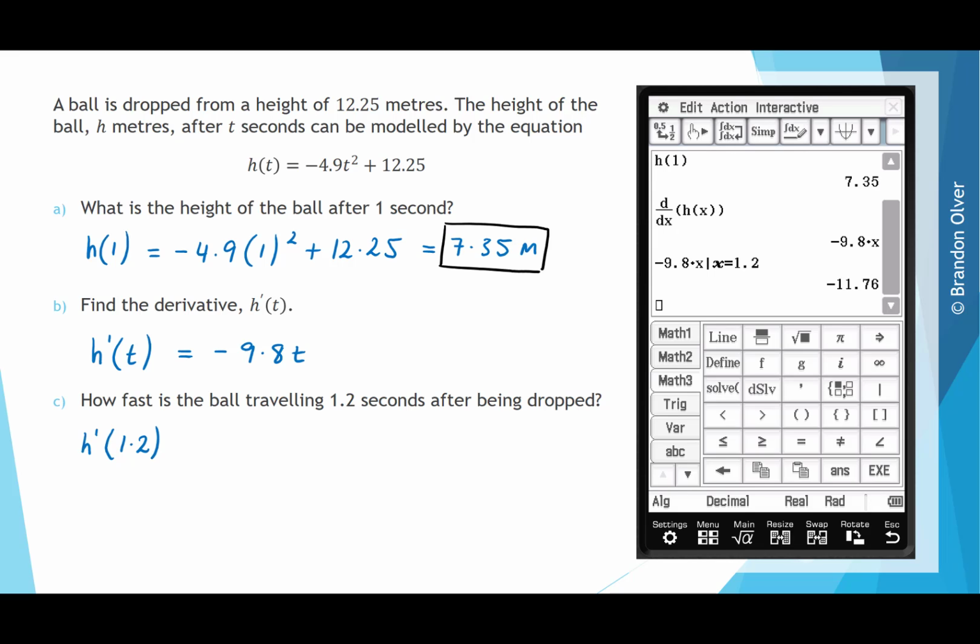So that gives negative 11.76. So from the CAS calculator, we found that that is going to be equal to negative 11.76, and the units for that will be meters per second. However, the speed is just the positive quantity of the velocity, so the speed is going to be equal to 11.76 meters per second. The negative in the velocity simply says that the ball is travelling in the negative direction, which is towards the ground.